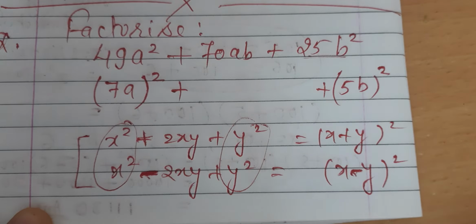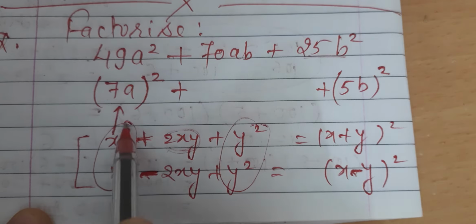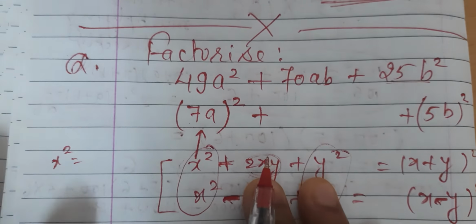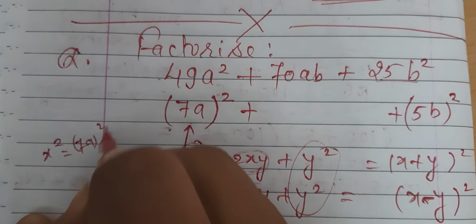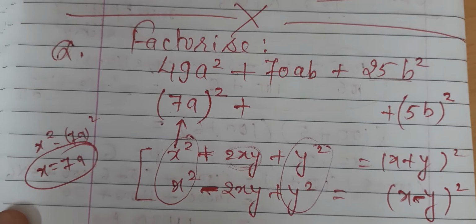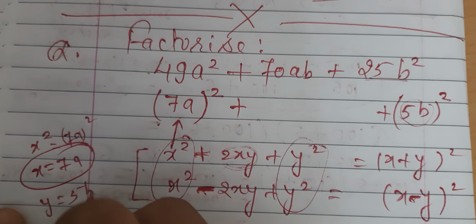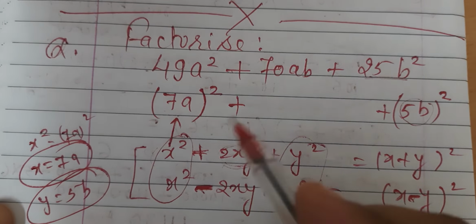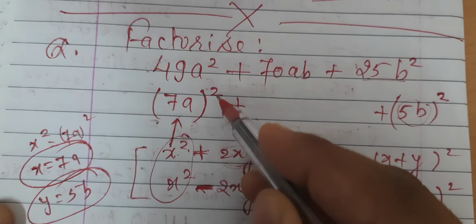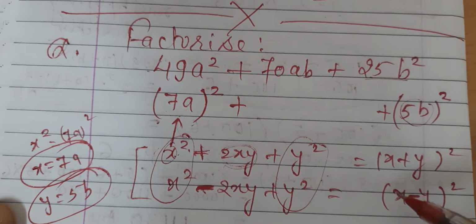Now we only need to check whether the middle term is also in the form of 2xy or not. Okay, here when you compare, you will find that at the place of x square we have 7a square. Okay, means at the place of x we have 7a, and at the place of y we have 5b. Leave this square. So at the place of x we have this 7a, and at the place of y we have 5b.